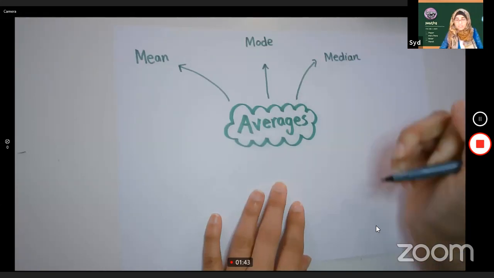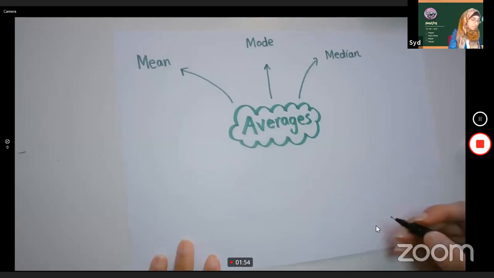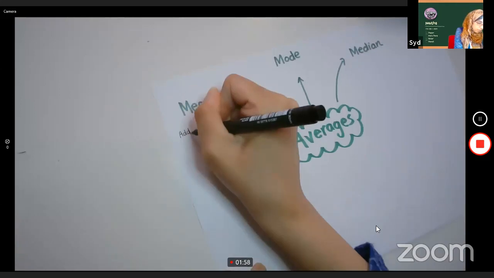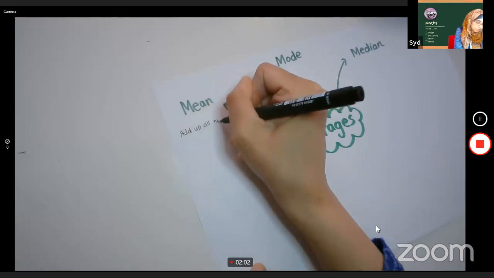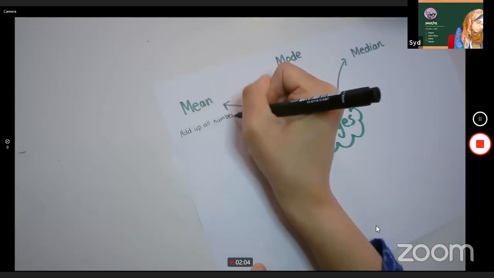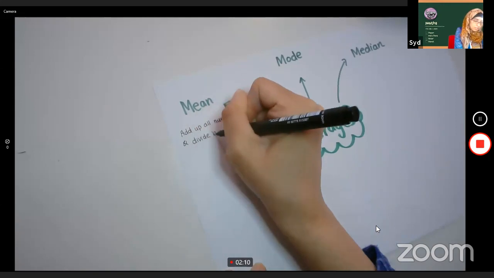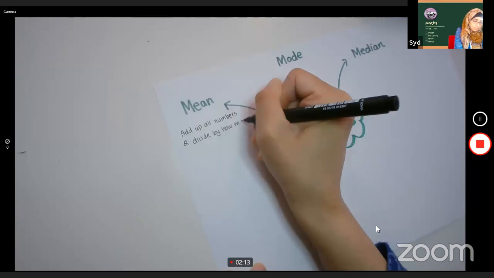Okay, so mean, you add up all the numbers and you divide by how many you have. For this particular one, we add up all the numbers and we divide by how many we have. So we add up all numbers and divide by how many you have.